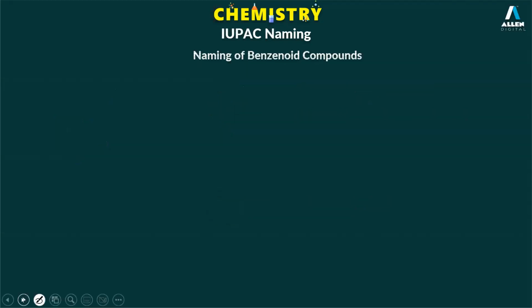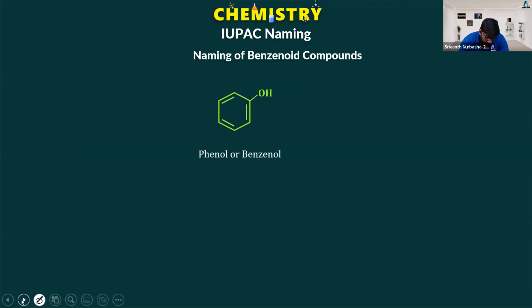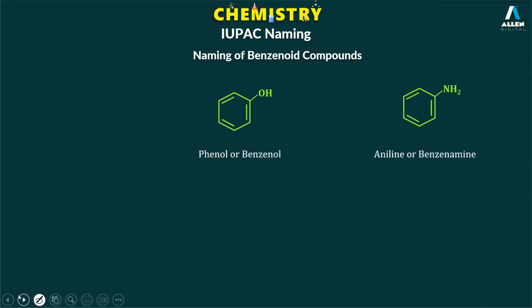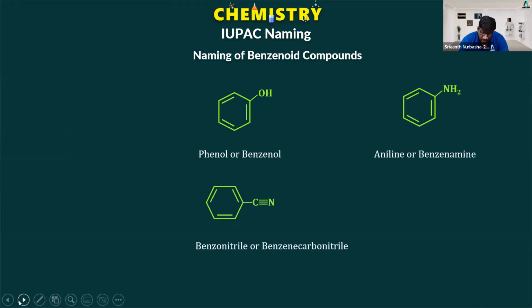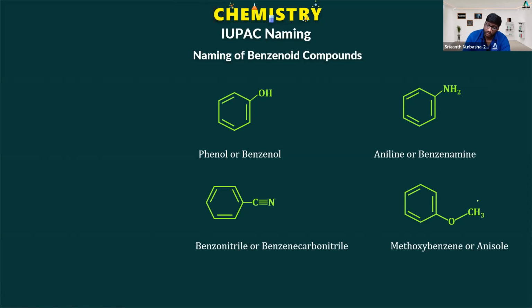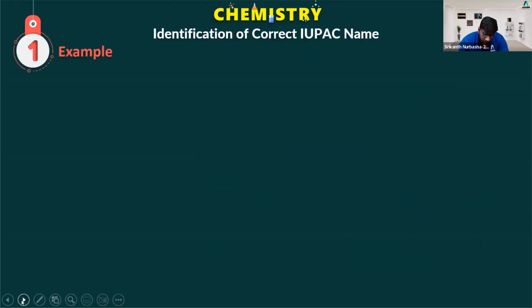So, naming of benzenoid compounds. What is the name of this compound? Phenol or benzenol. Next one, aniline. With CN, you have benzonitrile or benzenecarbonitrile. OCH3 means methoxybenzene. Yes or no? The OCH3 group is nothing but a methoxy group, and that is connected to one of the carbon atoms of benzene. So methoxybenzene is going to be the correct name. Right? Then you try to solve an example.